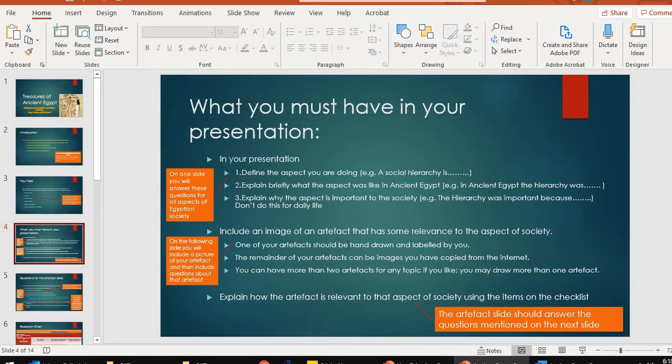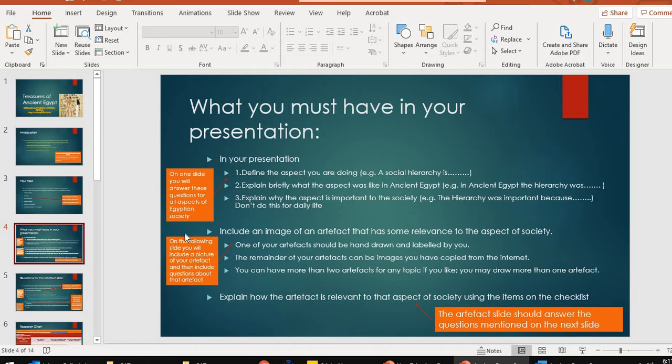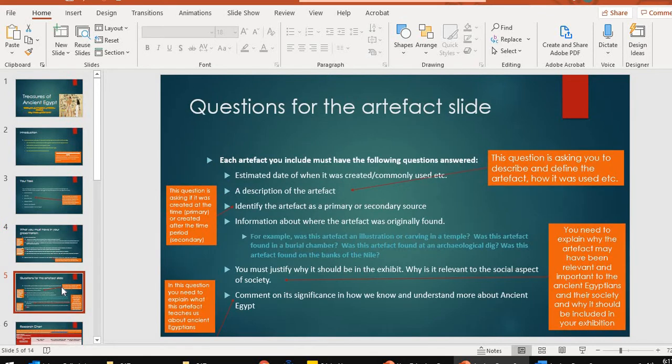The remainder of your artifacts can be images you've copied from the internet, and you can have more than 1 artifact for any topic if you like, but you still need to have at least 1 for each of the 6 different ones there. So, on the following slide, you will include a picture of your artifact, and then include questions about the artifact, which are going to be on the next slide, which is this one here.